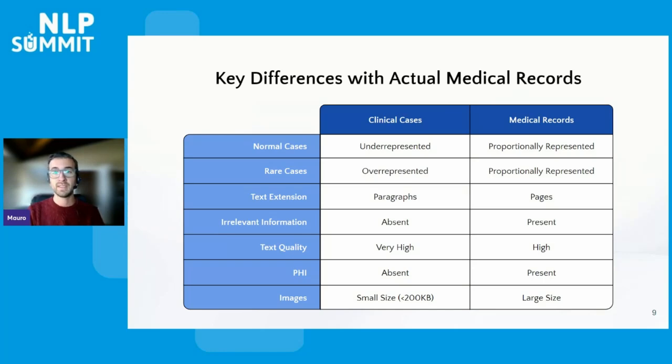Regarding the quality of the text, in medical records the quality is high, but in clinical cases it's even higher, because the text is written by doctors, then it's reviewed, then it's published by some journal. In clinical cases, as they are intended to be published publicly, there is no PHI present. And one last difference is regarding images. They tend to be much smaller in clinical cases than in medical records.